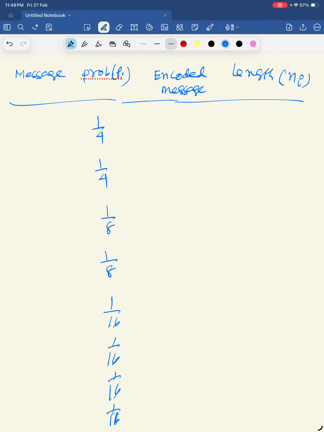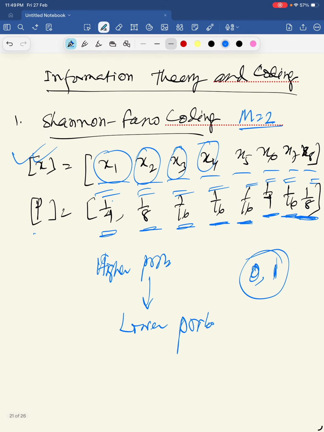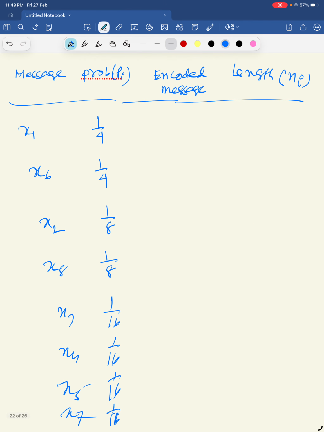So now what are the messages? This is x1, this is x6, this is x2, this is x8, this is x7, x3, this is x4, x5, and this is x7. From here I can map.